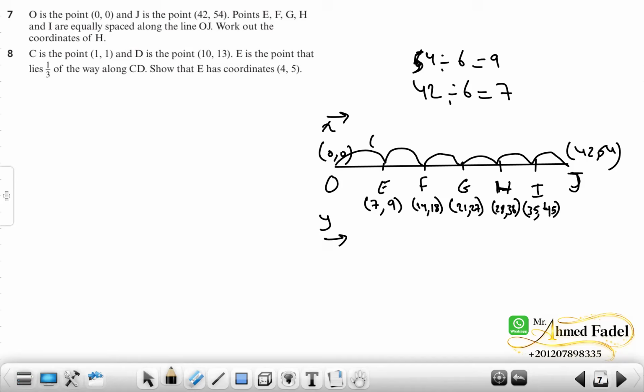Just a second. I made a mistake in the table. We're jumping by nines, 9, 18, 27, 36. Then you got 45. And after that, the 54. Good? So let's read the questions right now. They're saying to you, work out the coordinates of H. H is 28, 36.